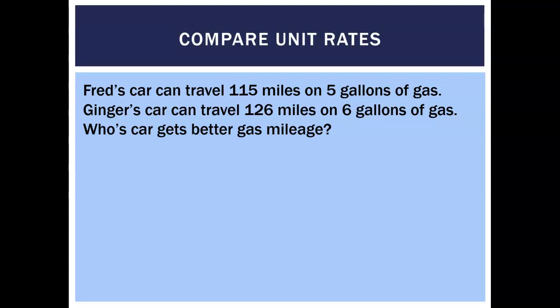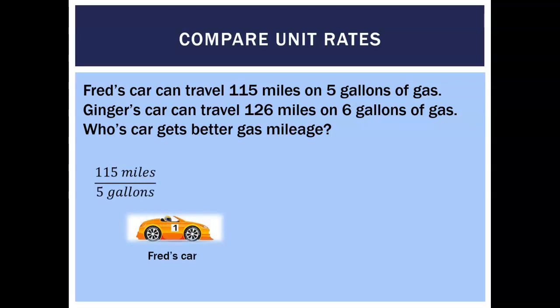Fred's car can travel 115 miles on 5 gallons of gas. Ginger's car can travel 126 miles on 6 gallons of gas. Whose car gets better gas mileage? We can solve this problem by finding and comparing unit rates. Let's start with Fred's car. First, we will write the rate that's given of 115 miles on 5 gallons of gas.